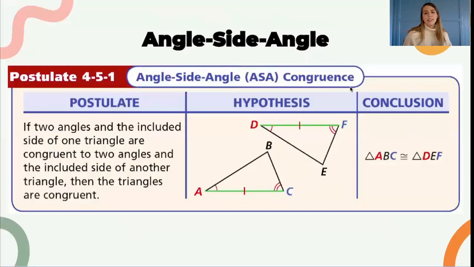So the theorem that relates to this is angle side angle congruence, where if you can prove that two consecutive angles are congruent and the line in between the consecutive angles, or the included line, are congruent, then you can use angle side angle or ASA congruence.